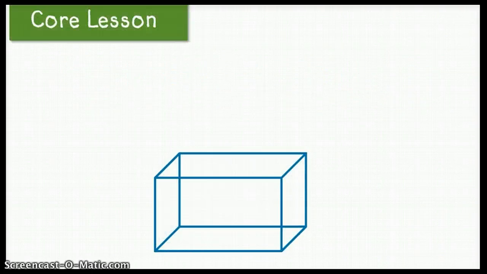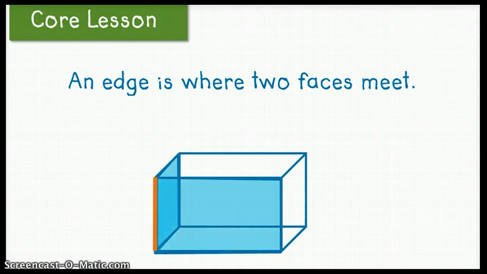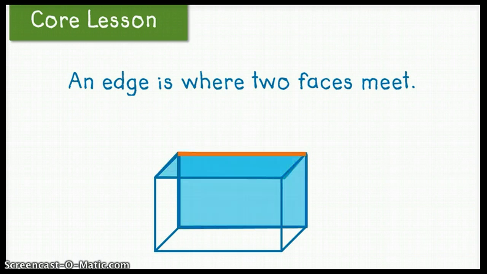Next, let's talk about what an edge is. An edge is where two faces meet. Here you see an orange line segment that represents an edge. Two faces meet at that edge. Here's another example, a longer edge, but still two faces meet there. There are additional edges on this 3D figure, but we're not going to worry about that for now.